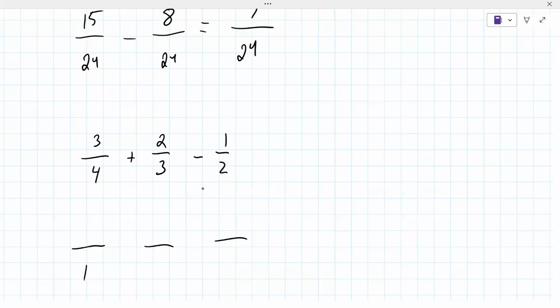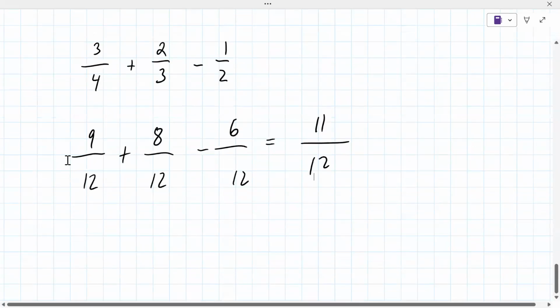Yeah, I agree. It is 12. So figure out what goes in the top and bottom there. 9, 8, and 6. Okay. So add and then subtract. Adding 8, 17 minus 6 is 11. So 11 over 12. Okay, very good.